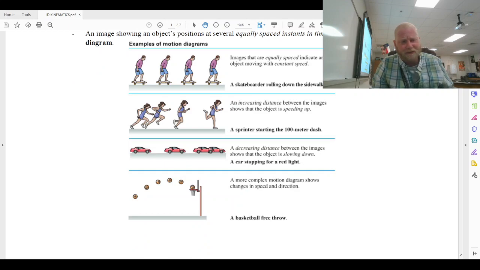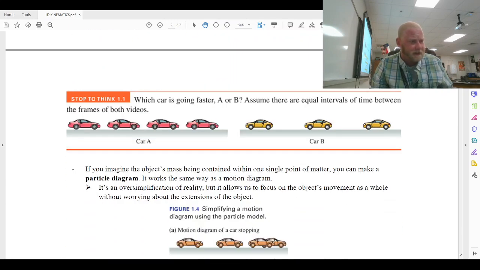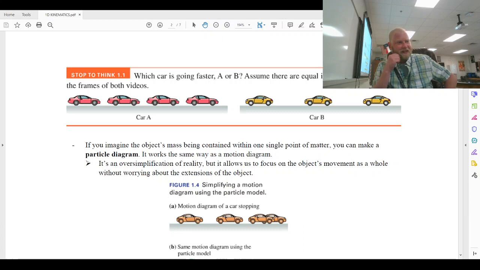We'll skip this one until we get to two-dimensional. So let's say we've got these scenarios. We've got two cars, cars A and B. We're to assume that there are equal intervals of time between the frames of both videos. This would be time equals 0, time equals 1, time equals 2, time equals 3. This would be time equals 0, time equals 1, time equals 2. Just by looking at them, which car travels the furthest in each second interval? Well, it would be car B. So car B is going faster.